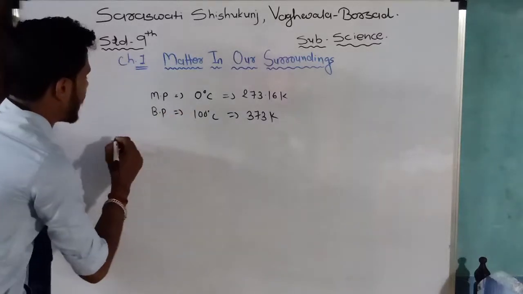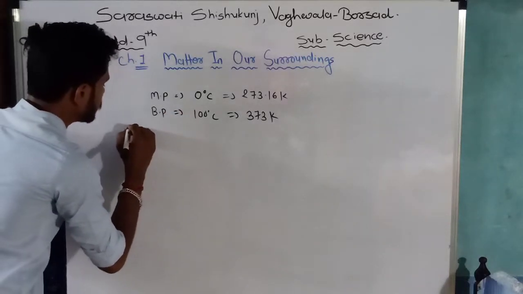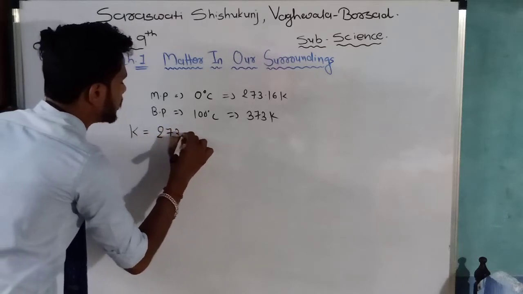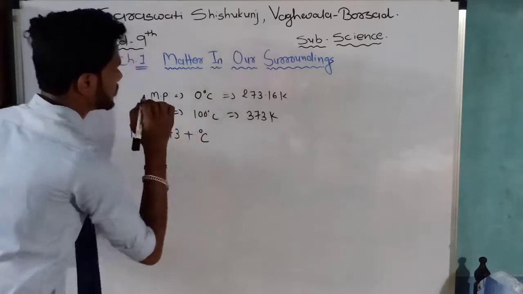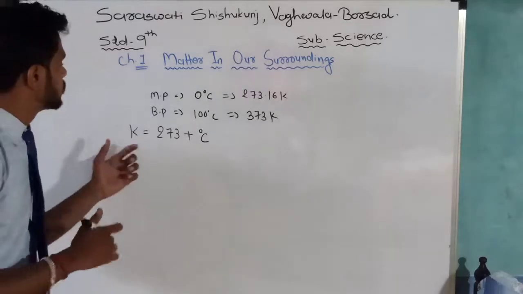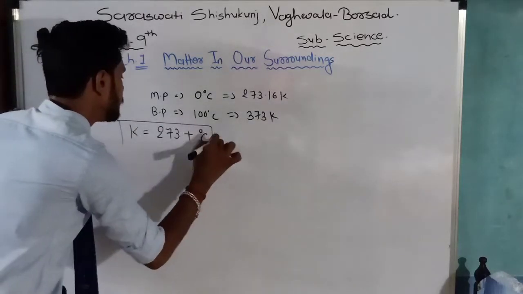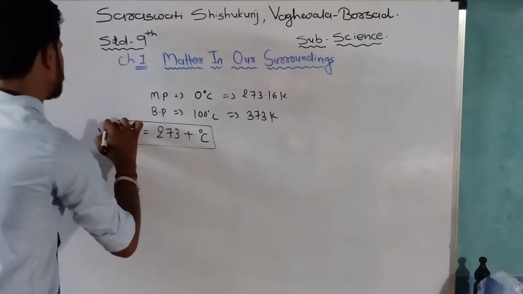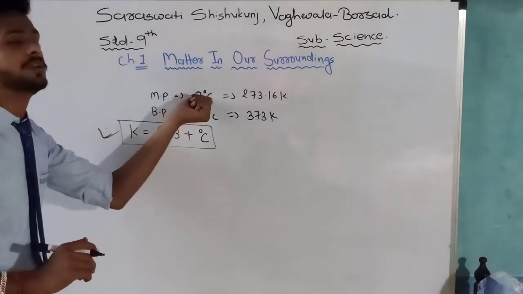So we have the formula: Kelvin is equal to 273 plus degree Celsius. Okay, so you have to remember this formula. Okay, now I have 0 degrees Celsius.